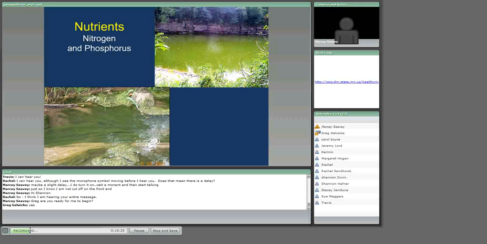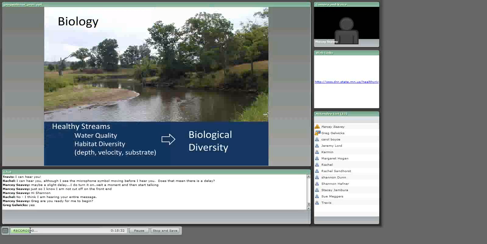And all these factors in turn affect the biology of the stream. Healthy streams with good water quality and diverse habitats, diversity of depth, velocity, substrate, all lead to higher biological diversity in the stream.